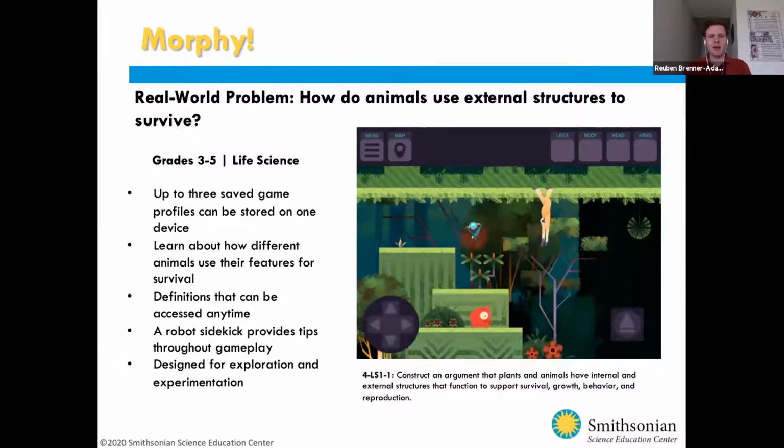Morphy is a game about life science, about biodiversity for grades 3 through 5. In the game, you play as an alien whose ship has crash landed on a planet, and the crew has been scattered throughout the planet, so you have to traverse various environments to find your crew and bring them back to the ship. However, in order to do that, you're going to have to mimic the biological adaptations, the physical adaptations of the animals that exist in this environment in order to traverse the environment and solve the puzzles that are needed to find all of the crew.